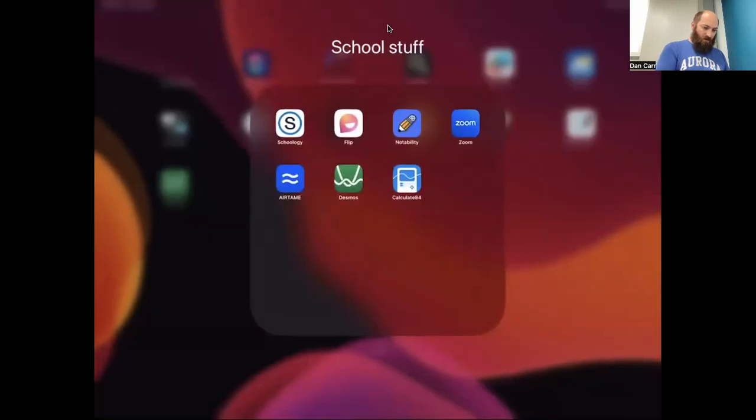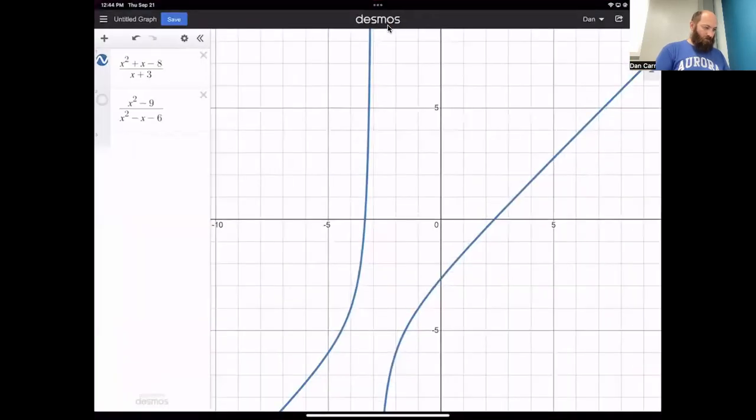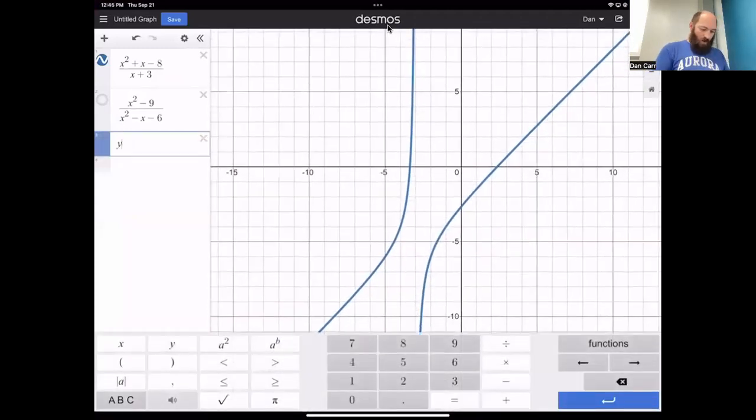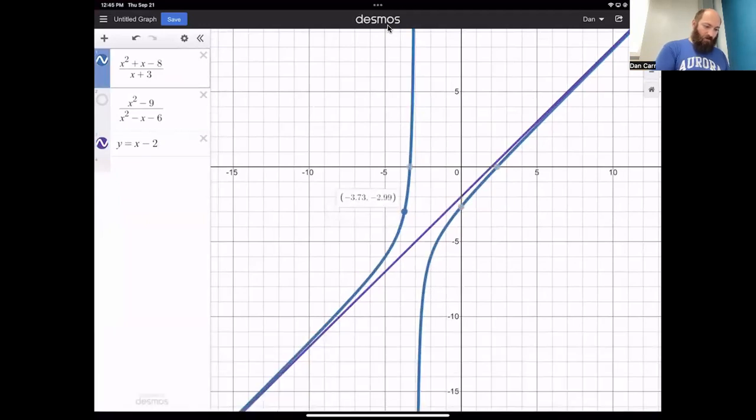Whoops, Desmos. Okay. All right, there it is. Yeah, that's what I thought it was going to do. So I'm going to go ahead and graph y equals x minus 2 here. You can see that's the oblique asymptote for my end behaviors, and it splits off. This is towards the vertical asymptote. Same thing here, it is going towards the vertical asymptote. And I'm crossing at these two points here and here, as well as this value here.